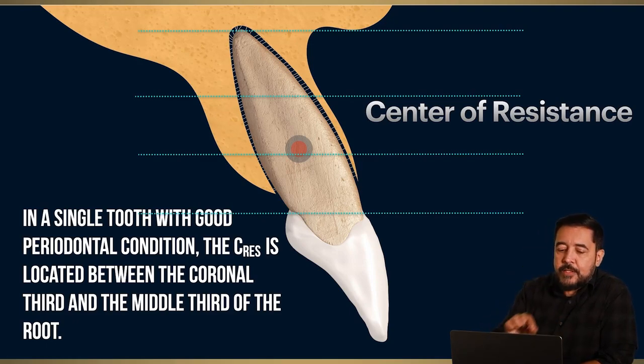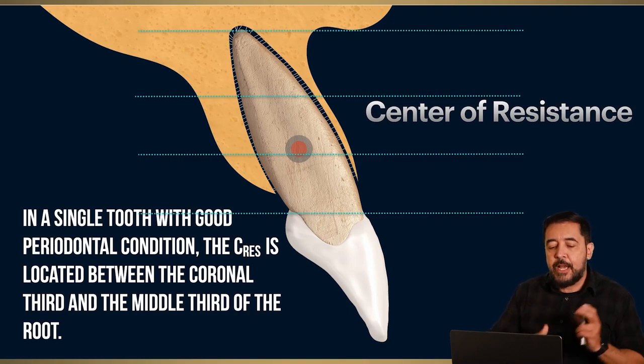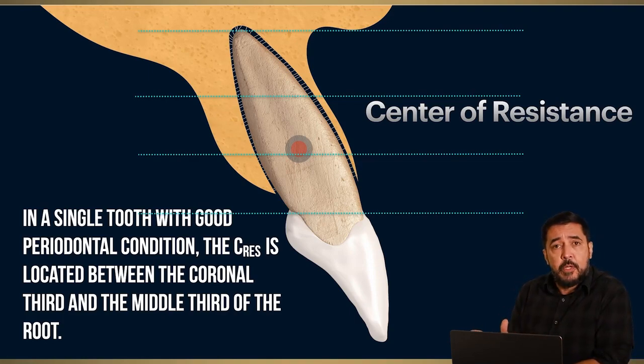I know that for a single tooth with good periodontal condition, the center of resistance is located between the coronal third and the middle third of the root. This is something that, for the average, will work. So I have to start at some point. This is the point in which I'm going to start. But we need to do all the adjustments needed during the treatment, during the movement that is occurring, okay?